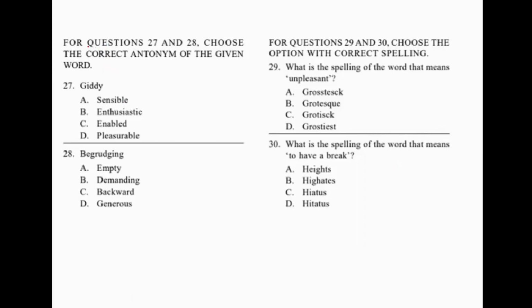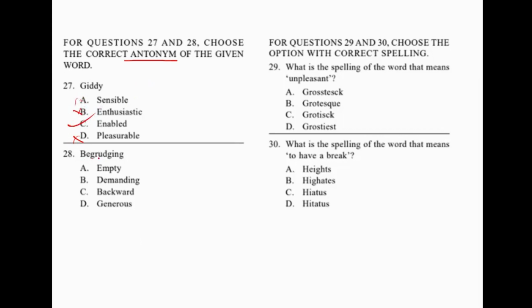Yeah. Now, for questions 27 and 28, you have to choose the correct antonym of the given word. It means opposite of the given word. Okay. So yeah, giddy. What do you mean by giddy? Feeling unconscious, unable to stand properly. Okay, so you won't be in your senses. So for that, what is the correct answer? Is it sensible, enthusiastic, enabled, or pleasurable? Okay, there's nothing related to pleasure, or sensible, or enthusiastic. Okay, so it's like you will be enabled. Okay, so the correct answer here is option C.